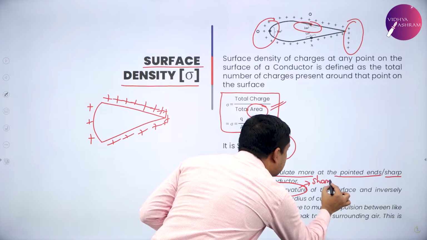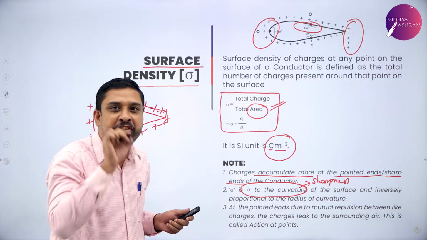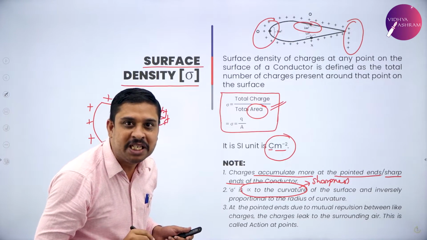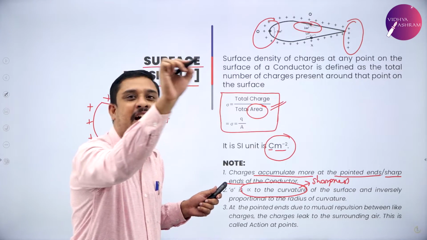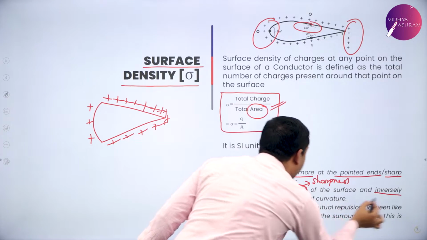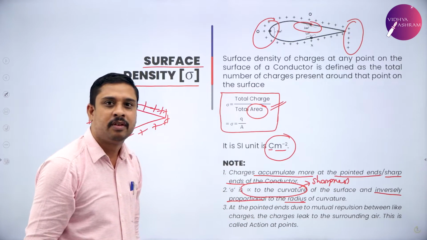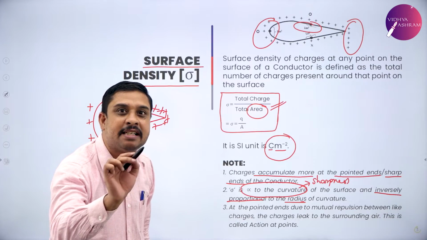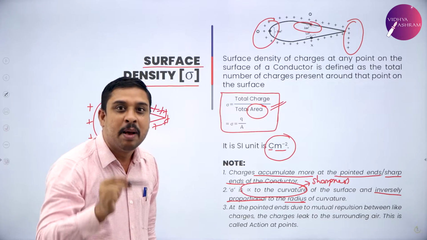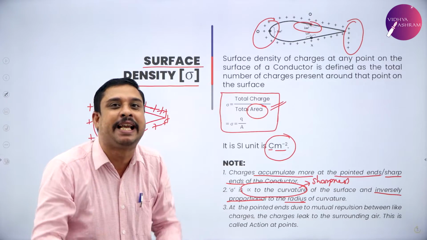Curvature means sharpness or pointedness. If the end is more sharp, surface density will be more, which means there will be more charges distributed. And the same sigma is inversely proportional to the radius of curvature. Radius is directly proportional to area. As area increases, bulginess increases, so naturally the number of charges should decrease.